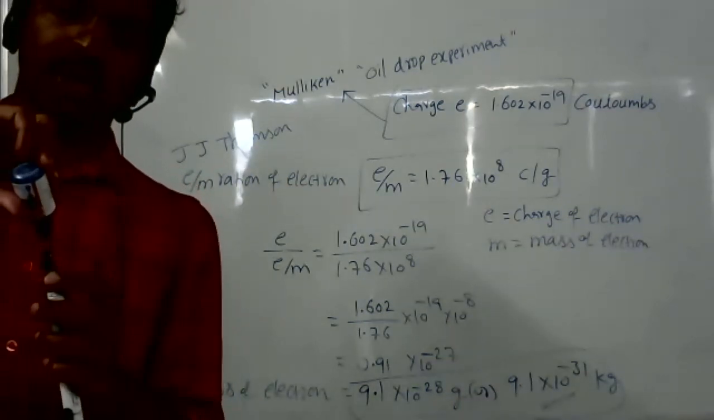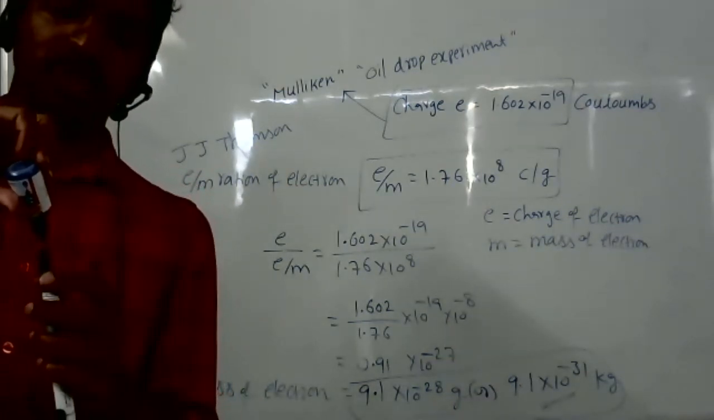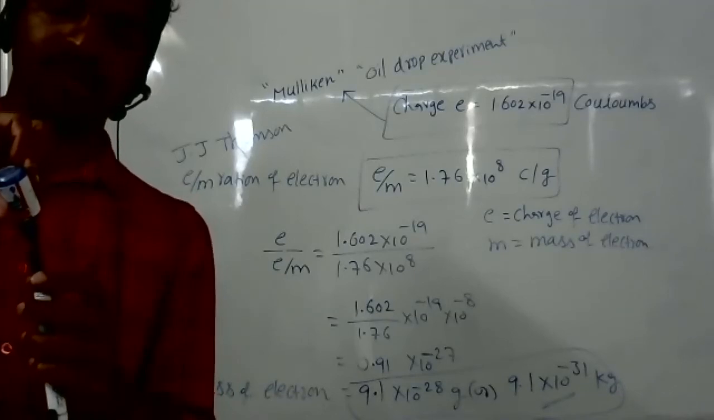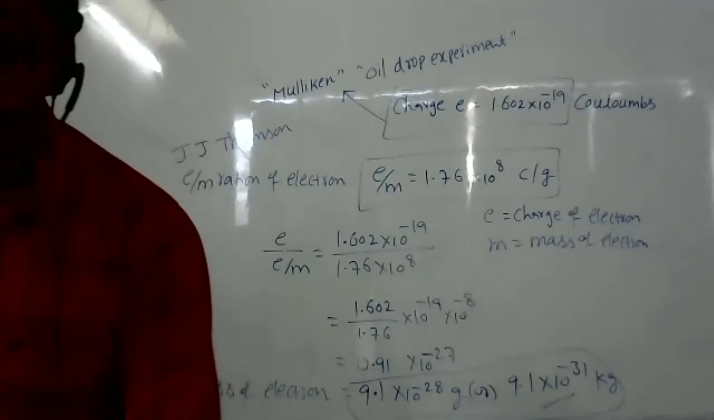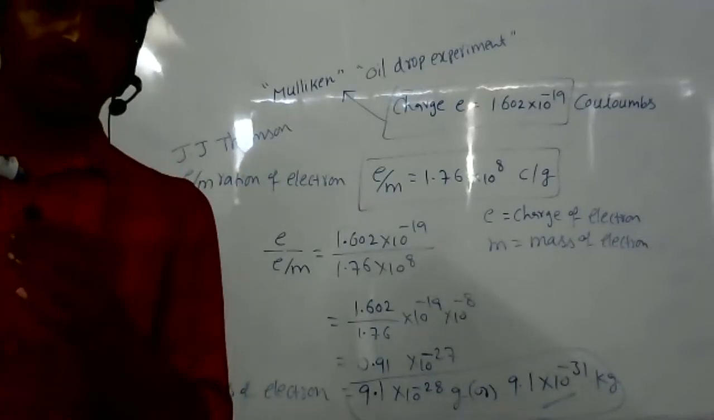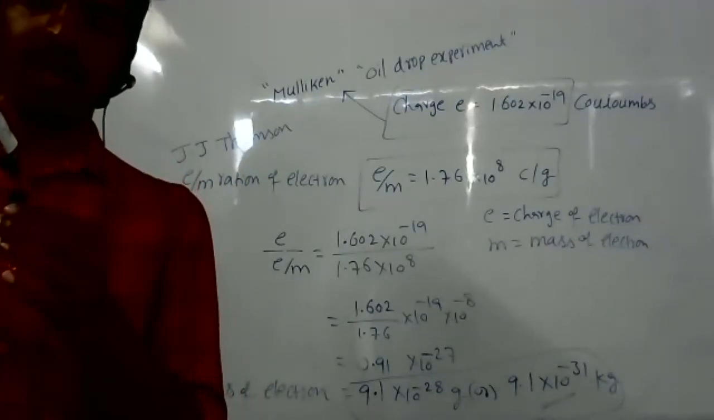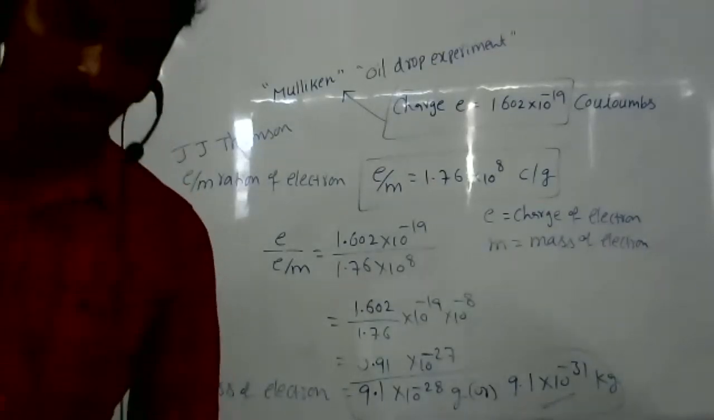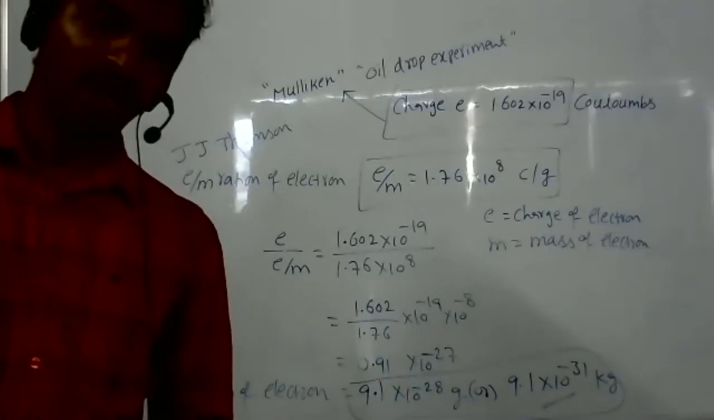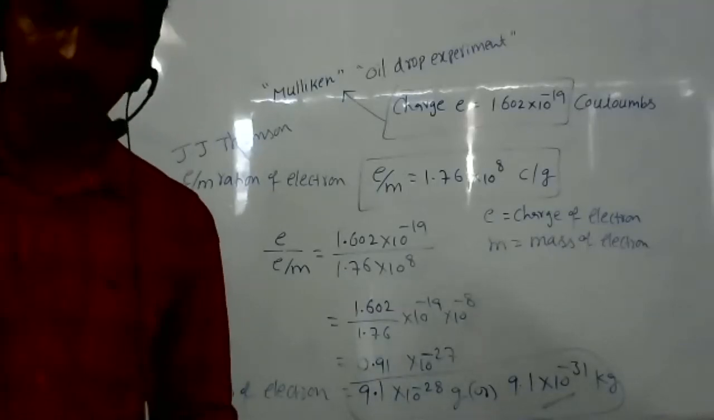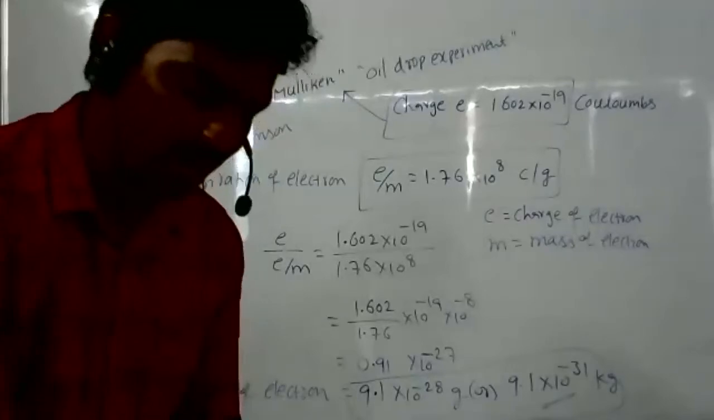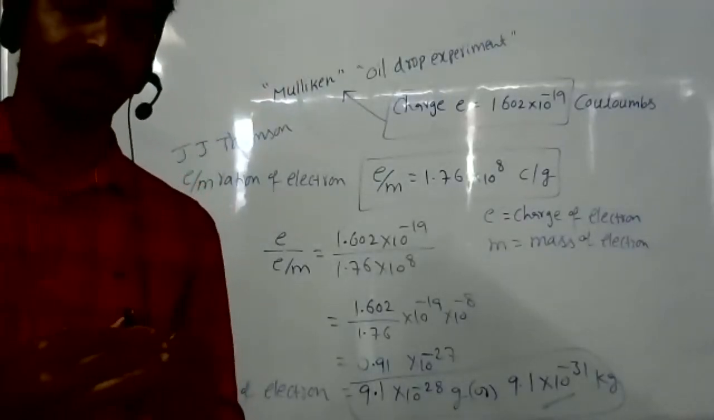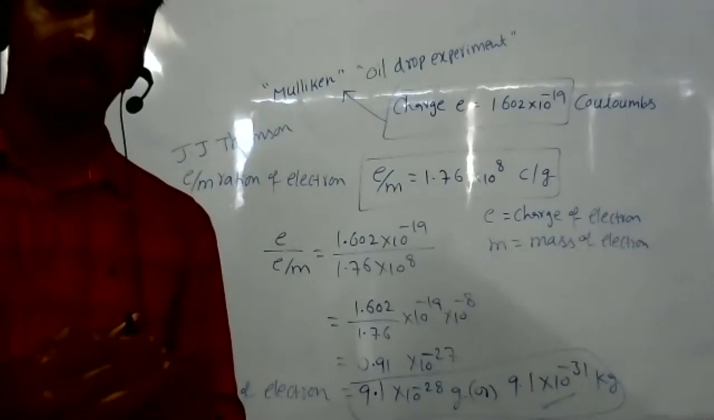In the discharge tube experiment, we are using gas inside the discharge tube. Here the e/m ratio I wrote is 1.76 into 10 power 8. That is the e/m ratio of the electron. You use any type of gas, any metal plate, but its value is constant. It does not depend upon the nature of the gas. That is asked at JEE competitive levels.